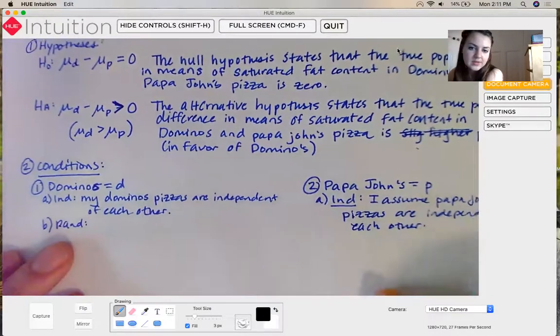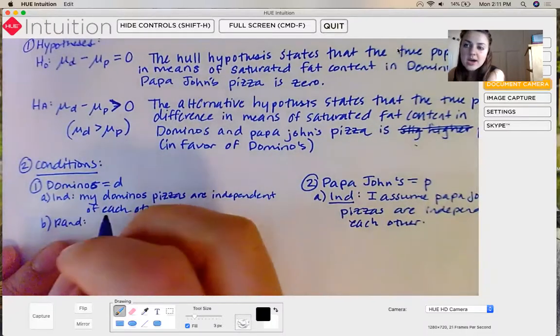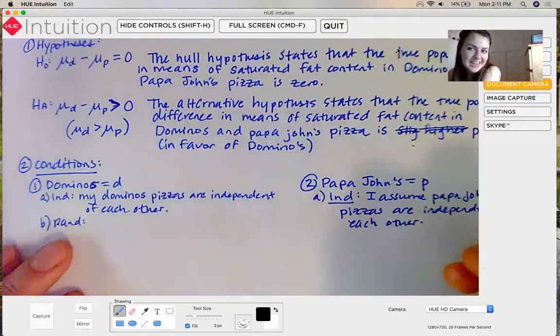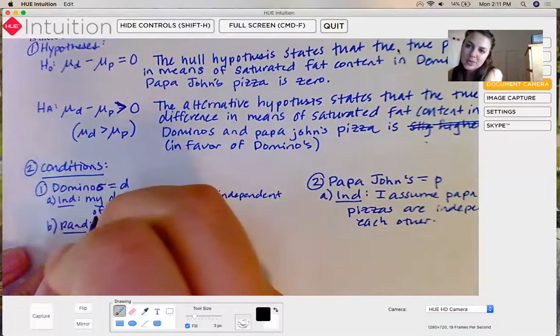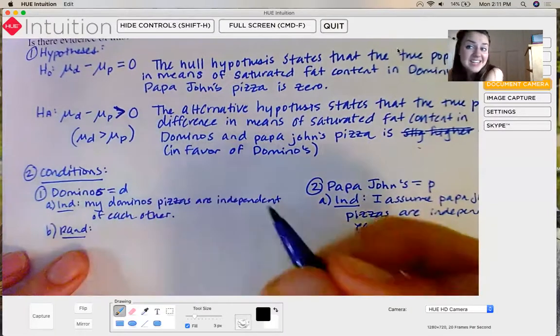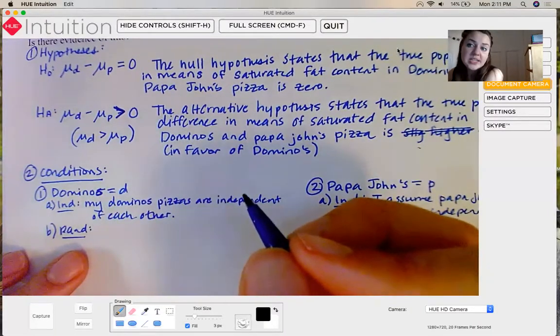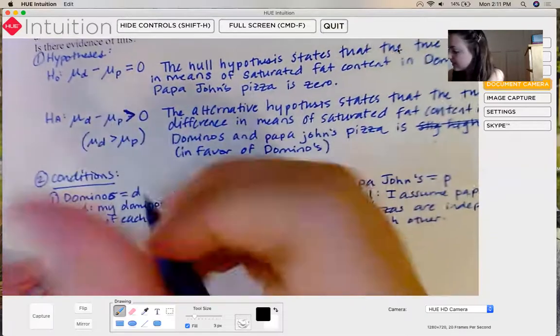Okay, so for randomization, basically, we could write, I'm gonna not write the same thing in the other column. I would like for you to go ahead and write it though. So for randomization, this is the one that it doesn't say in the problem. It doesn't say that they were randomly selected. We're gonna go ahead and assume that they are a representative sample, okay?